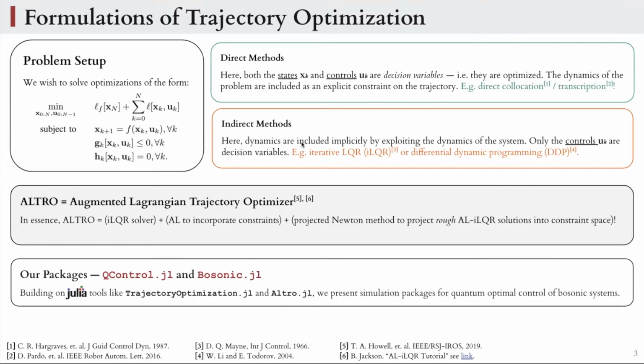In this work, we explore ALTRO, the Augmented Lagrangian Trajectory Optimizer, which combines both direct and indirect methods. Essentially, ALTRO is an ILQR solver, plus an augmented Lagrangian framework to incorporate the constraints, plus a so-called projected Newton method, which projects a rough solution to the problem into the constraint space to get very good constraint validation. Building upon Julia tools that already exist, we develop a package called QControl for numerical simulation of quantum optimal control.